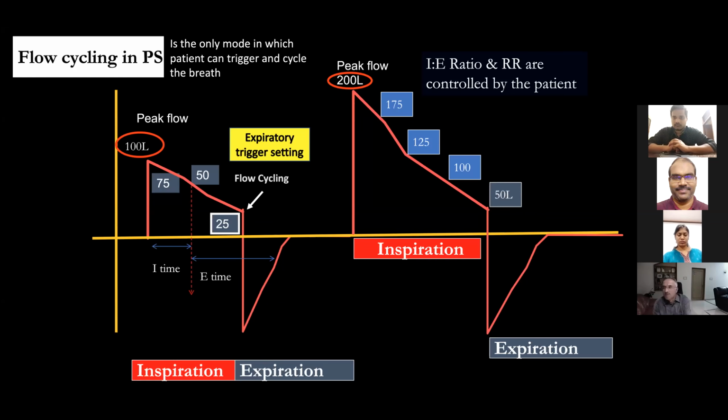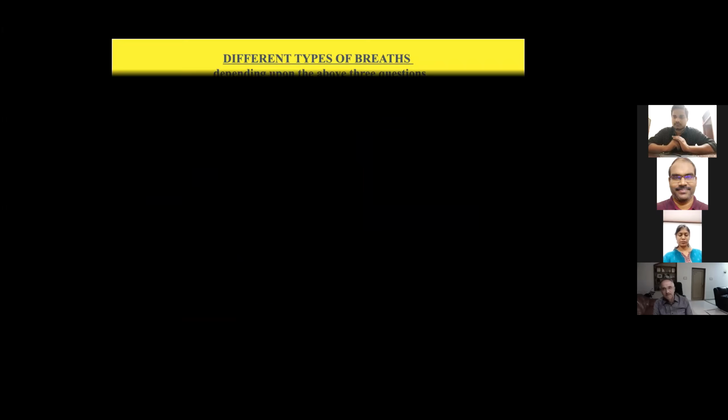As Dr. Anbumani said, if the patient is capable of generating a peak flow of 40 liters, he will cycle at 10 liters. If he is capable of generating 80 liters, he will cycle at 20 liters. So the IE ratio will change breath to breath, depending upon his peak flow. You understood how flow cycling occurs? Any doubts on this? No, sir. Okay.